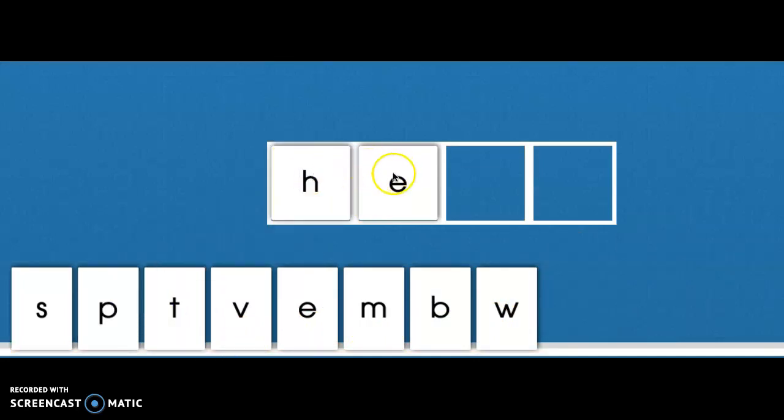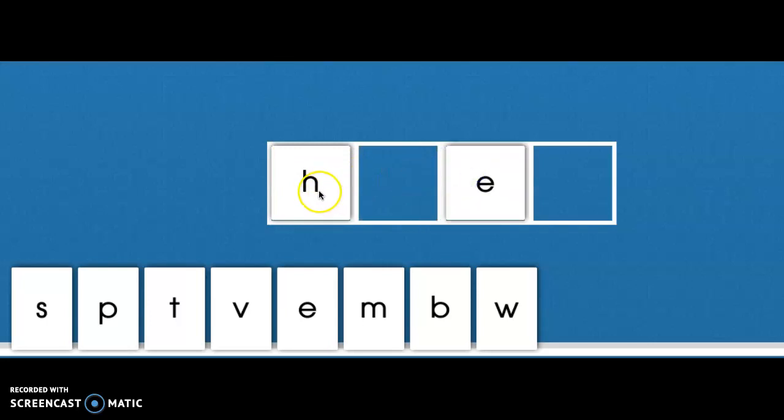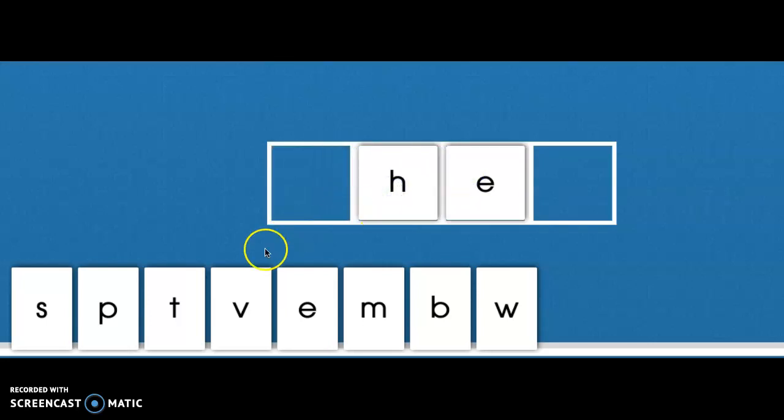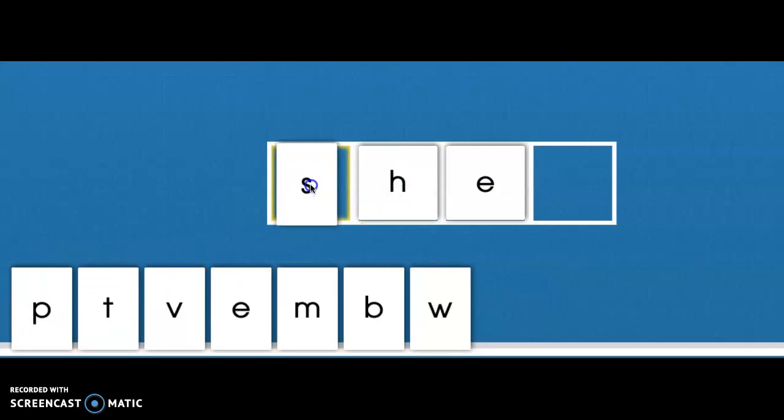He. The last one, you are gonna hit the add response button in the microphone and you are going to read this word and blend it together all by yourself. Good job.